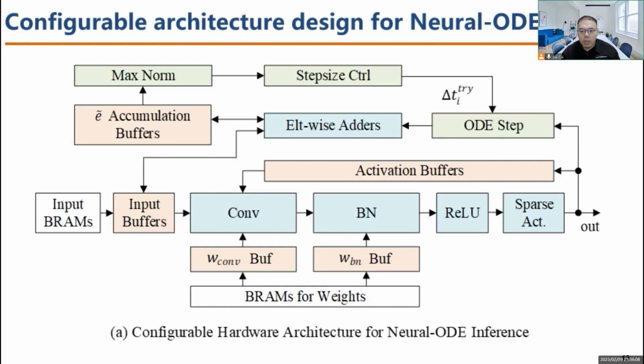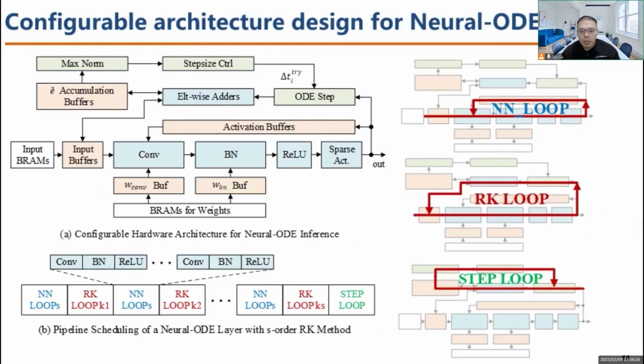We analyze the parameter magnitudes of each layer in the Neural-ODE, and we count the number of the weights and feature maps in each layer. Second, according to the feature map of the Neural-ODE network, we propose the FPGA acceleration method. The FPGA architecture consists of three parts: a neural network loop, an RK loop, and a step loop. Neural network loop is responsible for the network inference part. RK loop is responsible for calculating the integration step, and the step loop is responsible for finding the best step size.